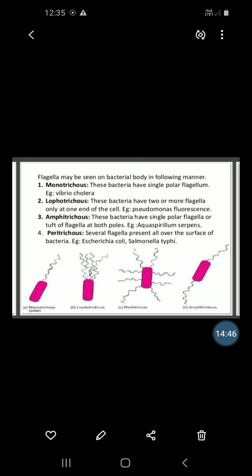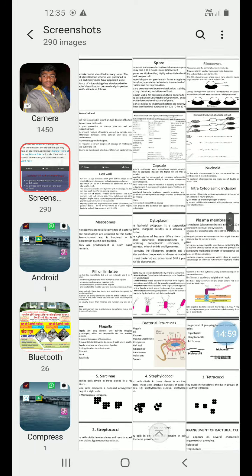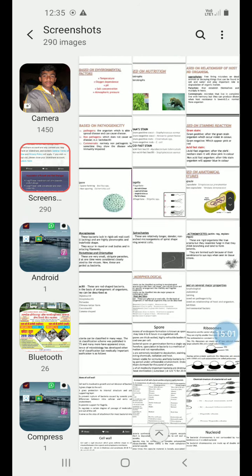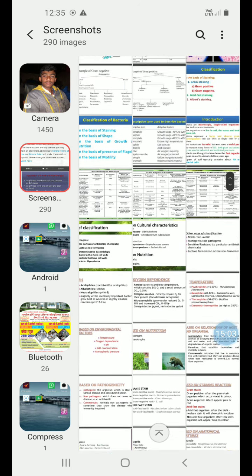Flagella may be seen on a bacterial body in the following manner: monotrichous, lophotrichous, amphitrichous and peritrichous, as I said earlier, what is monotrichous, what is peritrichous and what is amphitrichous.